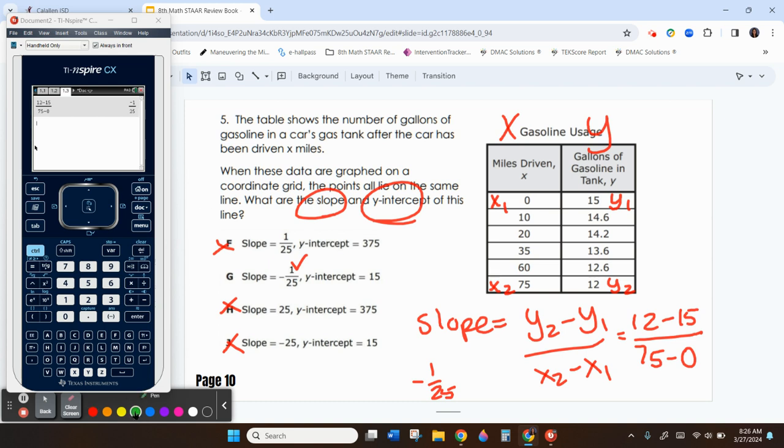And next, our y-intercept. We talked about the y-intercept. When it's a y-intercept, the coordinate is going to have an x that's 0 and the y is 15. So this is our y-intercept. It's right here on the table. So our y-intercept has to be 15, which means our answer is G.